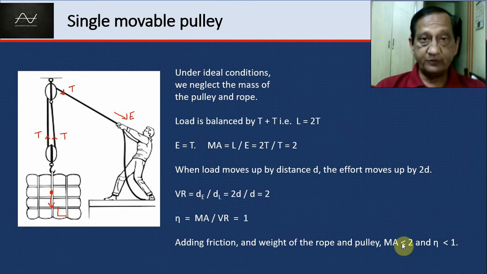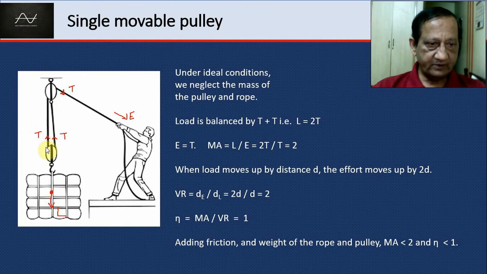Now we can improve upon the mechanical advantage by taking a movable pulley. Let's consider a single movable pulley. What you see at the bottom here is a movable pulley, and on top it is a fixed pulley. And see how the rope is connected. From the hand of the man, it goes over the fixed pulley, then comes down, then goes round the movable pulley, and then comes and attaches itself to the fixed support. And there's a hook here through which a load is hanging.